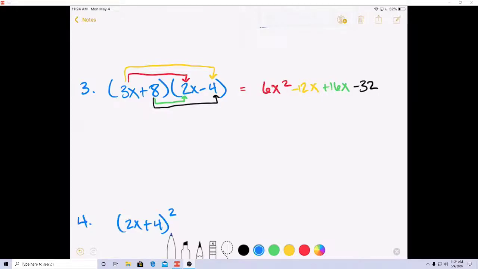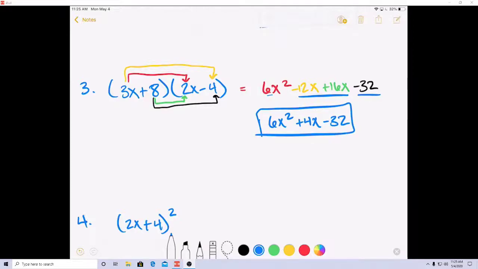And then in the end, you do combine your like terms. So I have 6x squared. He doesn't have a buddy. No other x squareds in this problem, right? I can combine these two because they're both x's. So -12x plus 16x is a positive 4x. And this -32, you tag him on at the end. He doesn't have anybody to combine with.